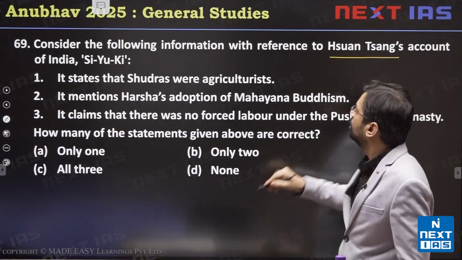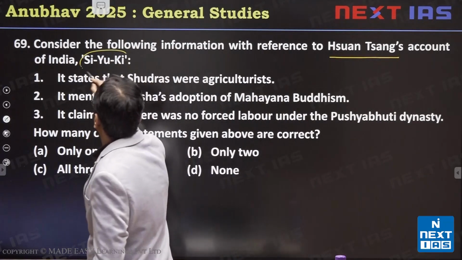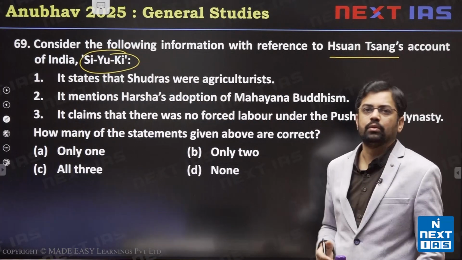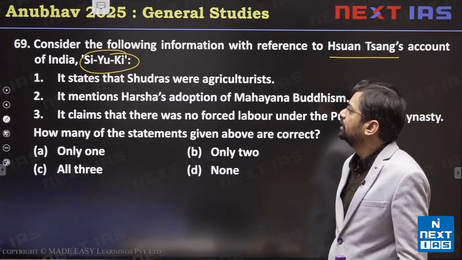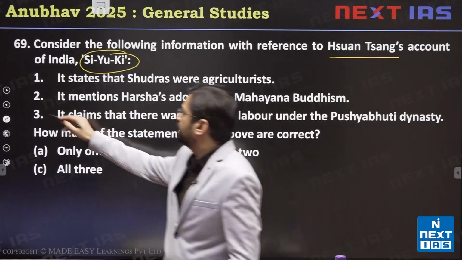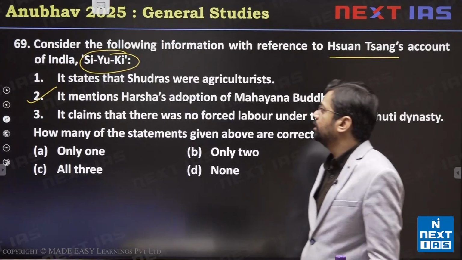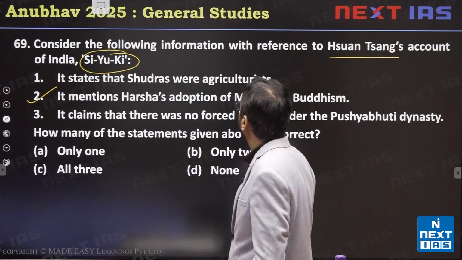So, Huensang's account, that is going to be his book Siyuki, right. It is going to be the history of the Western world, if I translate. So, the second statement is definitely correct, as I discussed right now. The first statement says that it states that Shudras were agriculturists.